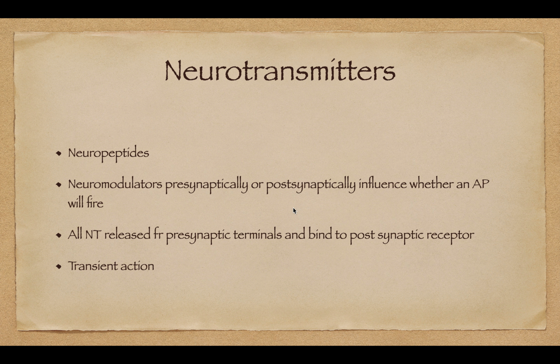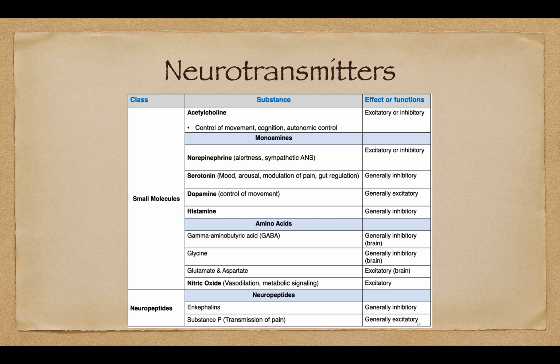So neurotransmitters are neuropeptides, and they can presynaptically or postsynaptically influence whether an action potential will fire, and they're all transient. There's no permanent neurotransmitter action. So these are the important ones: acetylcholine, that's movement, cognition, automatic control, and this one's kind of like the workhorse of the body. It's excitatory or inhibitory.